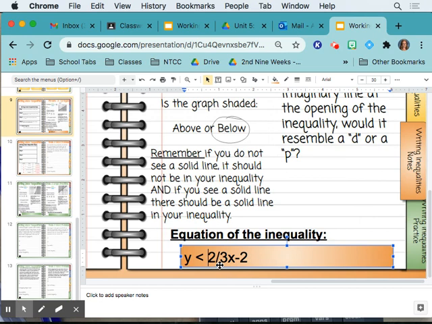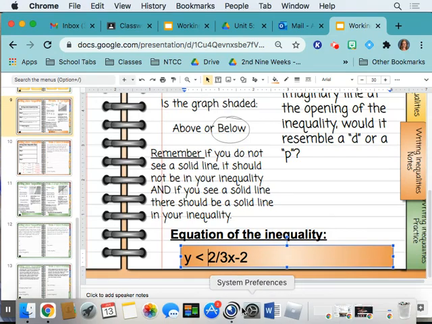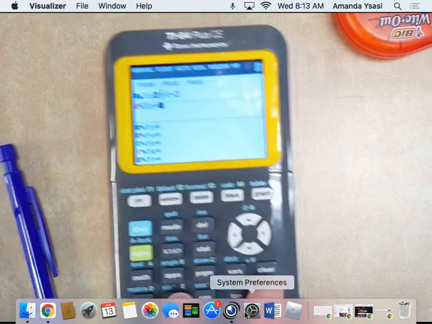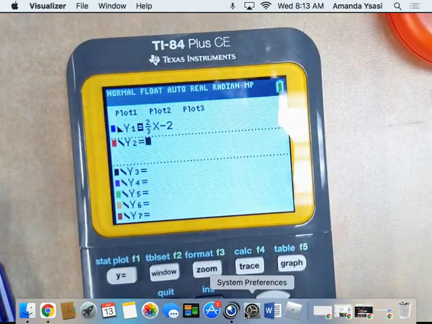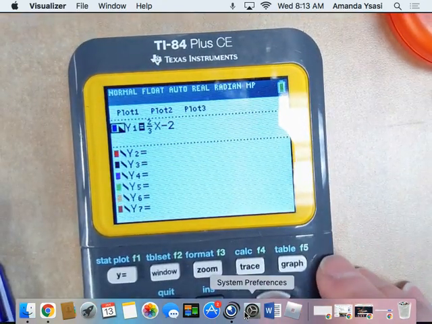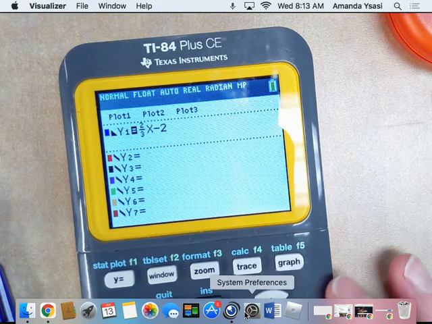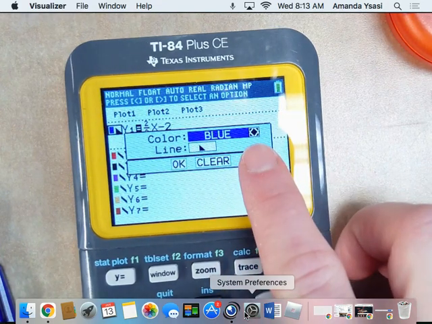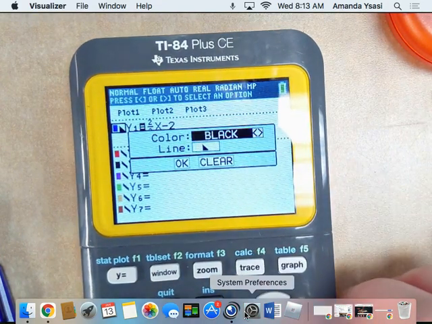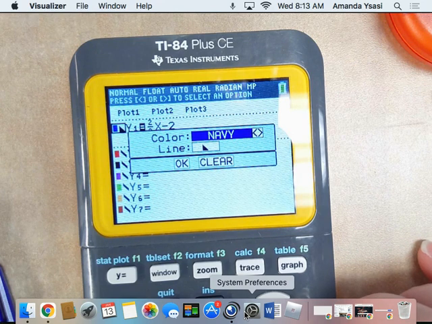Okay, so we have the equation, put it into y equals. And since this is less than, we know it's going to be shaded below. So we are going to have to do something out to the front of that equation when we put it into y equals. If you look at that, out front, to the left of the equation where we have y1, if you push enter, you can change the color just by pushing left, right to get different colors, and it cycles through.